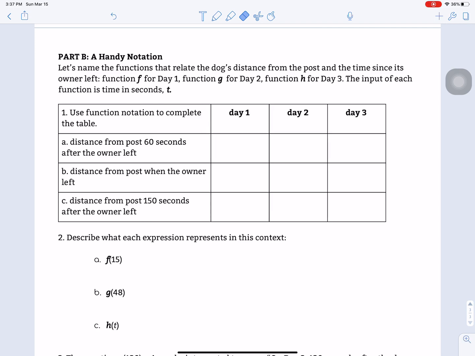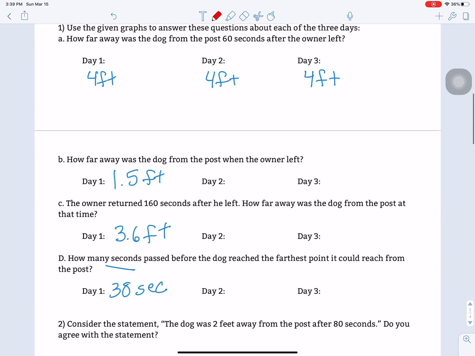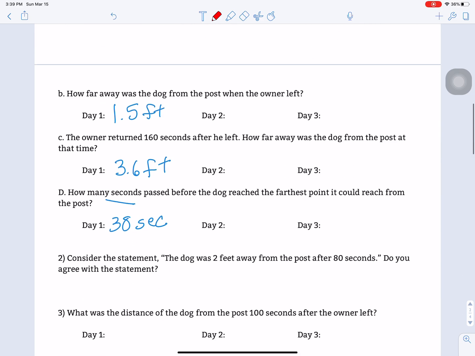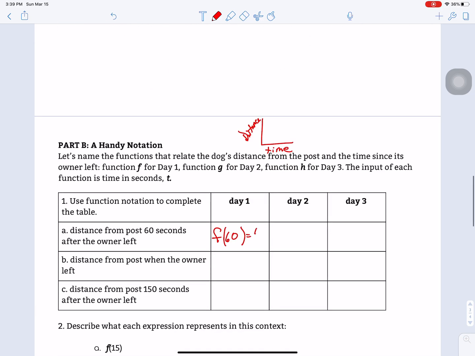So I have my f, and then I want to know the post 60 seconds after the owner left. I'm going to put parentheses here, and my independent variable goes into there. And if you remember, we have our time on the bottom instead of scrolling up to my graphs, and we have distance on the side. So my independent variable is time. 60 is going to go in here. And then I'm just going to look at the graph to see at 60 seconds, it ends up being 4 feet. So I'm just going to put that into equals 4.